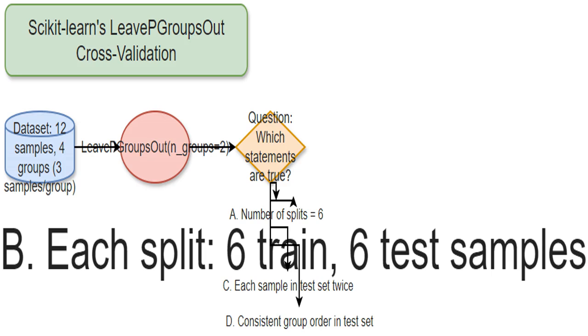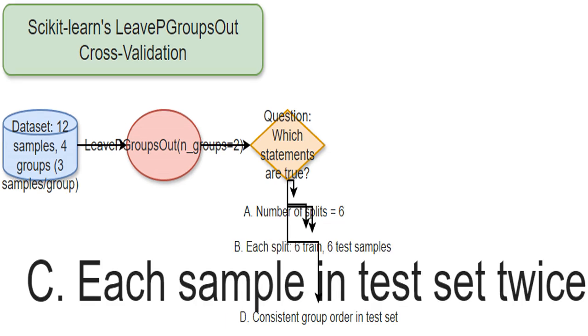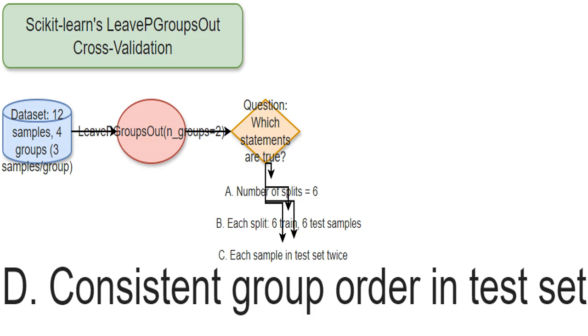Since I have 12 samples and each split leaves out 2 groups, that's 6 samples. This means there are 6 samples remaining, which make up the training set. Each split will have 6 training samples and 6 testing samples. Perfectly balanced, as all things should be. Because each group is left out in combination with other groups, there are 6 combinations. Every sample will appear exactly twice in the test set. LeavePGroupsOut does not guarantee a specific order of groups in the test set. The order is determined randomly by the combinations, not a predefined sequence.